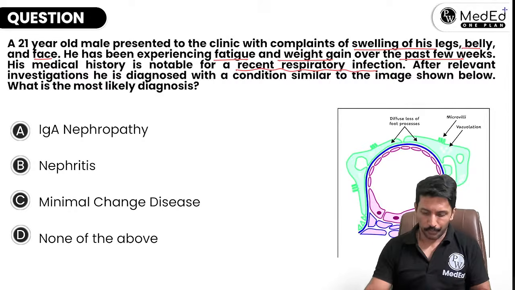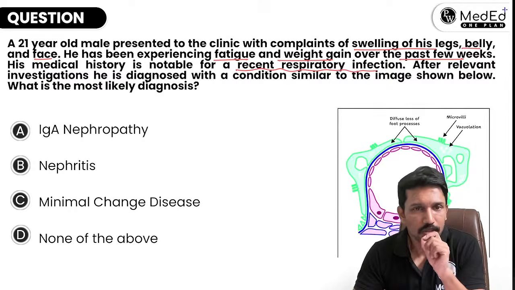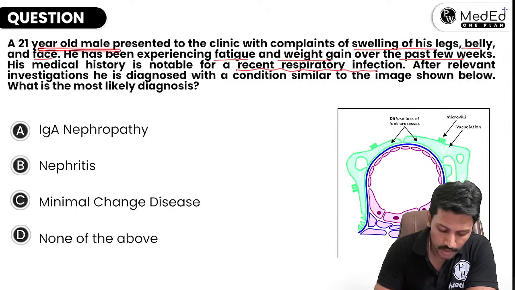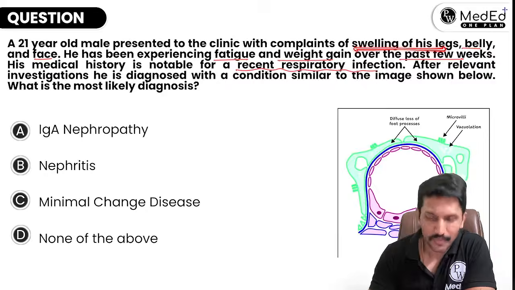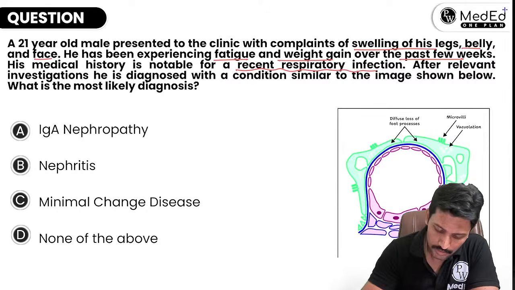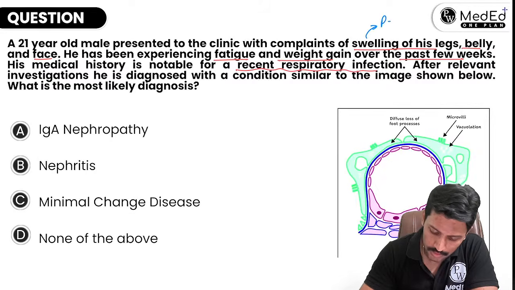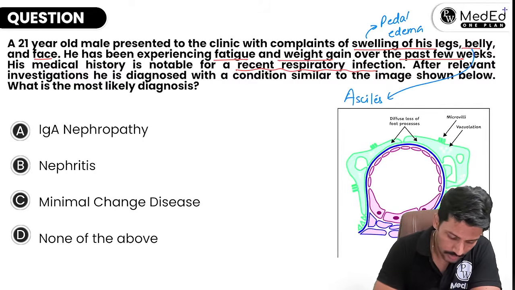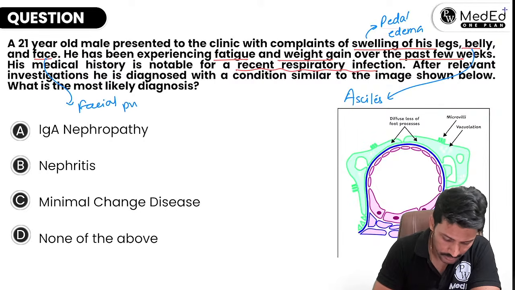Okay. So now, in this question, what are the changes mentioned? Let me reiterate what I was talking about in the question. We're talking about a 21-year-old male who presented with symptoms of fluid overload. There is swelling of legs, that means this question is talking about presence of pedal edema. There is swelling of belly, that means it is talking about ascites. And there is also swelling of face, so there is facial puffiness.